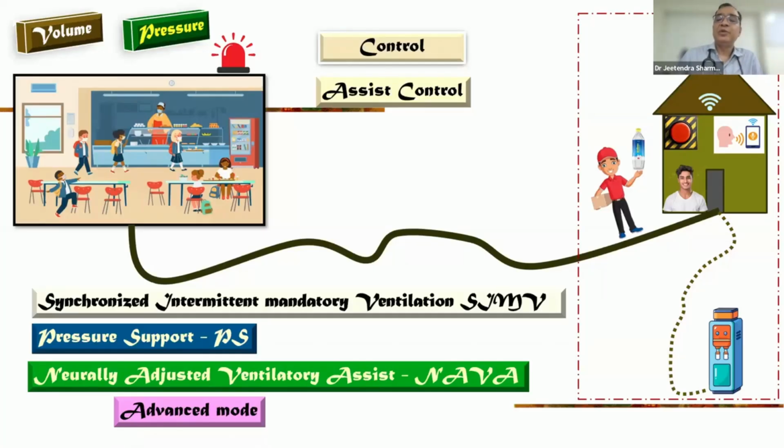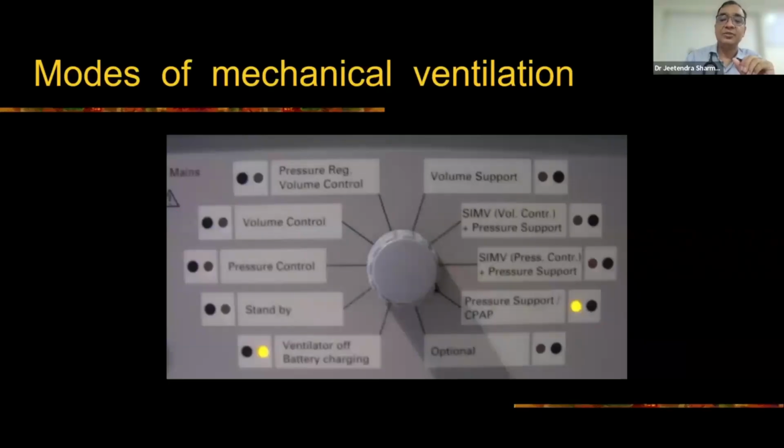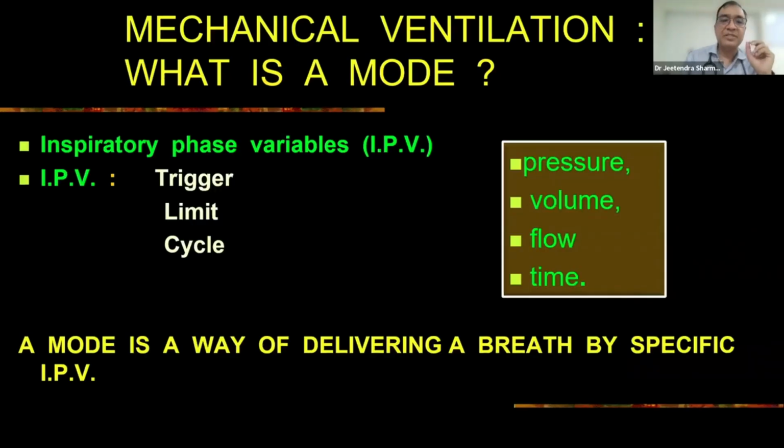So now I am coming to the scientific way to understand these basic modes. With what I told you, this is the basis of your understanding. Of course, there are so many modes, we'll talk about the very, very basics. Now the technical thing you must understand: whenever we describe any mode, we need to mention what is the trigger, what is the limit, what is the cycle.